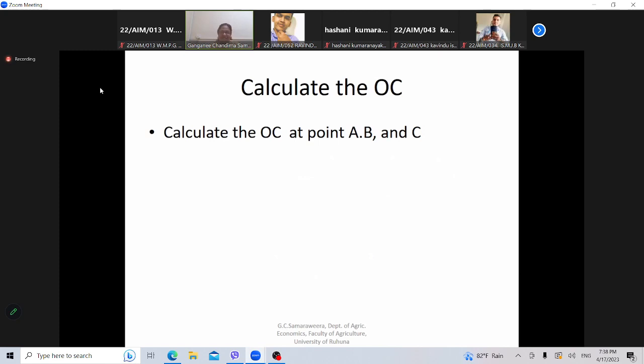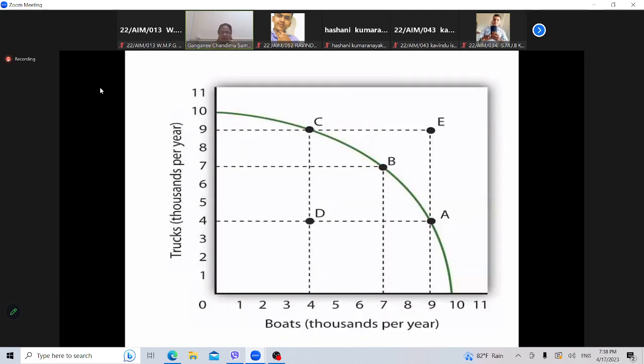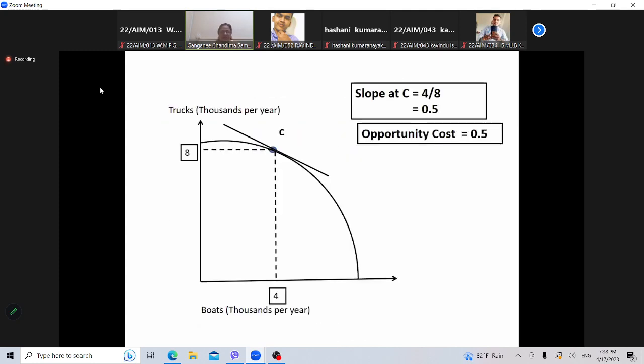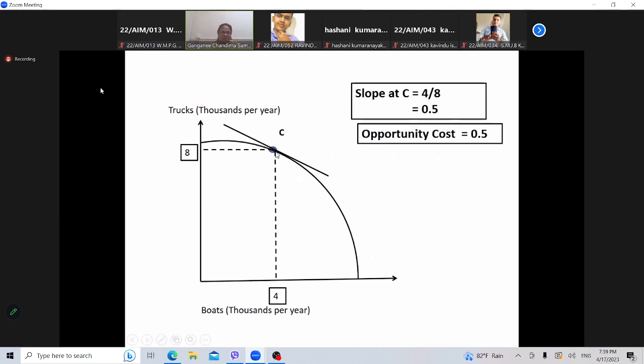Can you try first? Okay, I'll show one thing. Let's say point C. First take this graph, then we derive only C for your easiness. So here we take the opportunity cost as 0.5, 8 divided by 4 at the same fixed point.